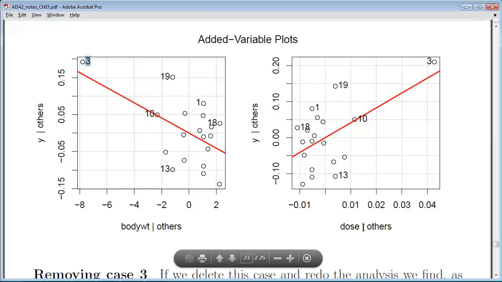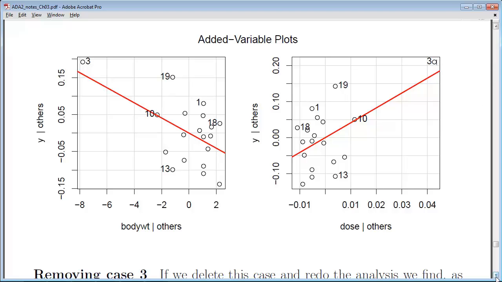Same thing if you look at dose and y after adjusting for body weight. Here's observation 3, and if you look at this cloud of points, it's roughly a horizontal line, with lots of vertical spread between the points. So it is exclusively because of observation 3 that we're seeing this relationship.